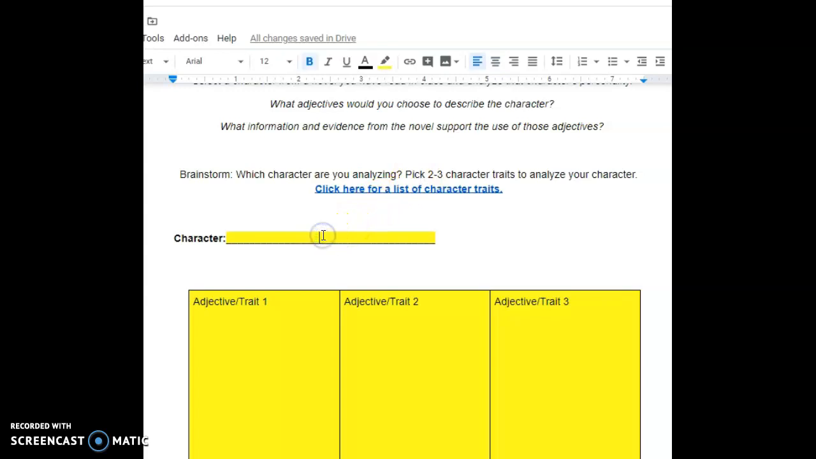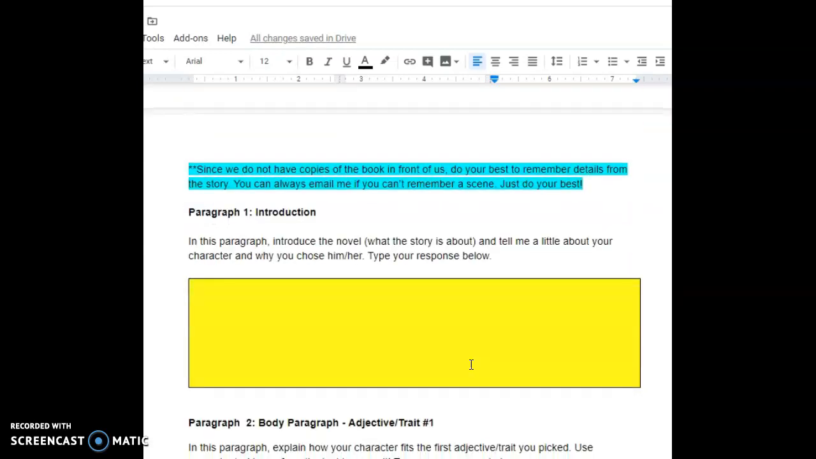All right, so I'm just going to kind of walk you through what we're doing here. So I would choose Sal, and the words I chose for Sal, and this is the brainstorm section, you guys. I said she was dependable. I said she was heavy-hearted. And the last one I chose was fearful. Okay, so you would just type your 3 words there, and then let's go down.